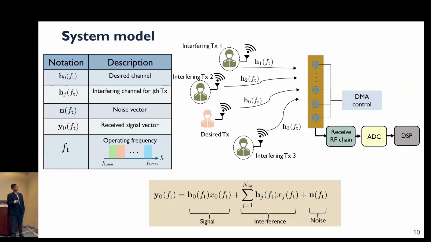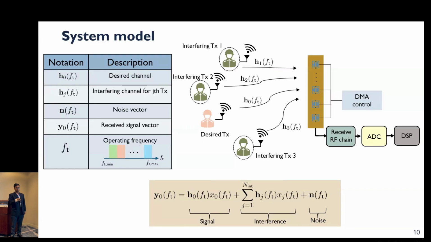In the system model, we have multiple transmitters which transmit to the respective receiver, and we have this desired transmitter which transmits at frequency FT, that's the operating frequency. There are other transmitters which also transmit at the same frequency, that's why they interfere with this receiver. So the signal component is H0 times X0, where X0 is the transmit symbol. And there are N_int interferers which also transmit on the same frequency. And then we have the noise vector impinging on these slots on the DMA.